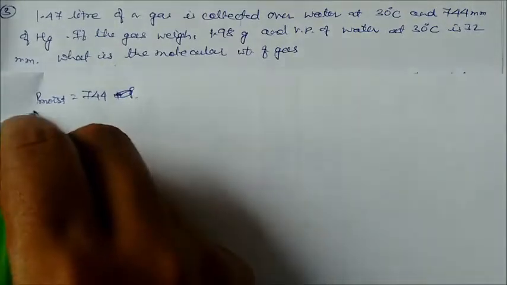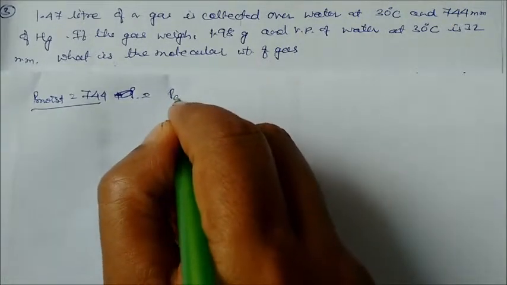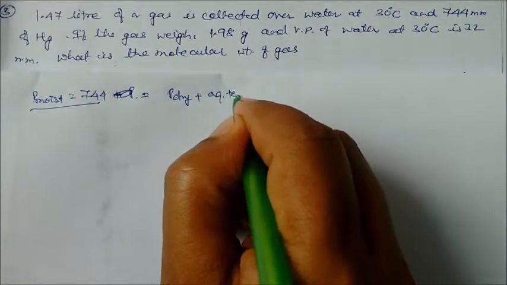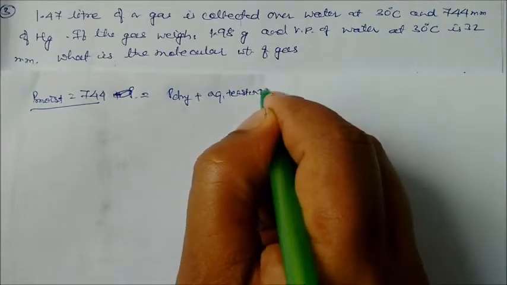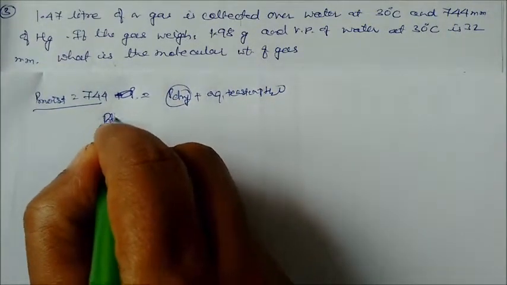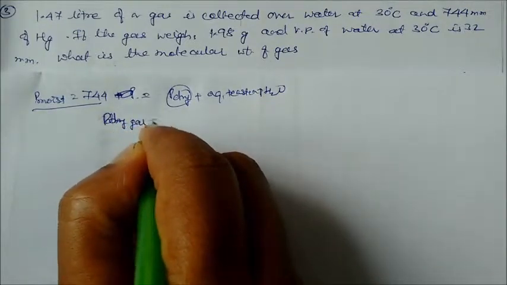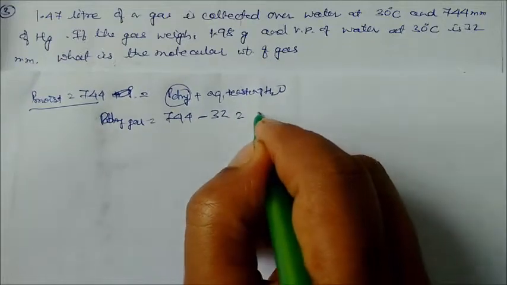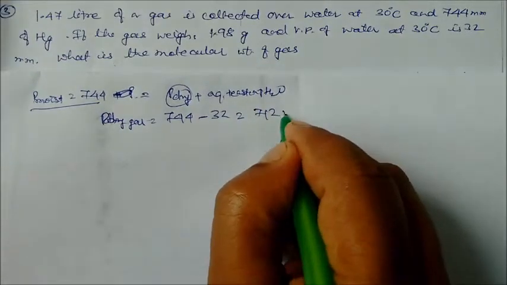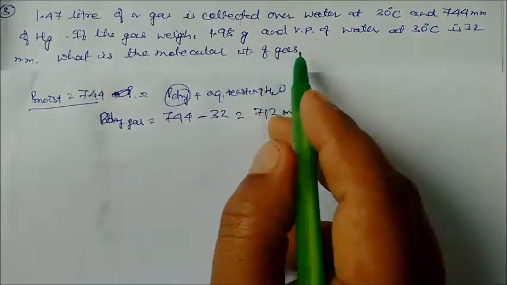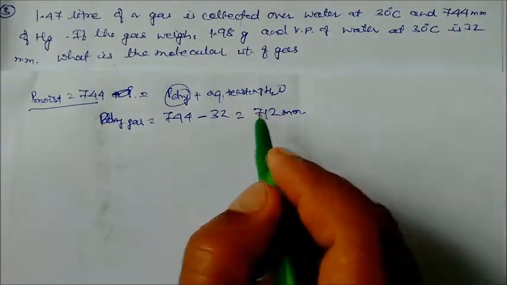Now this is the total pressure of moist gas. So this is equal to pressure of dry gas plus aqueous tension of water. So here pressure of dry gas will be 744 minus 32. So we will get the answer 712 millimeter. Now we have to find the molecular mass of the gas.